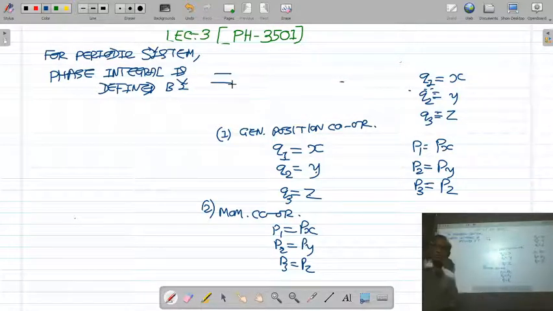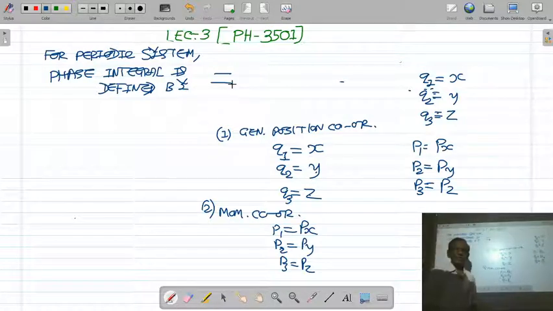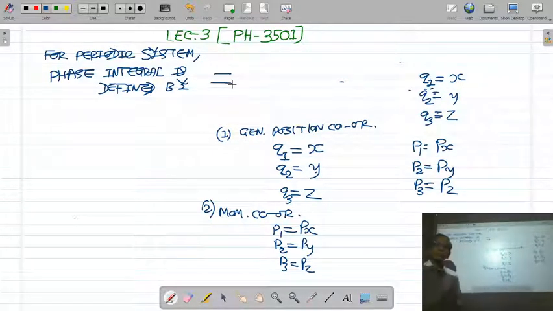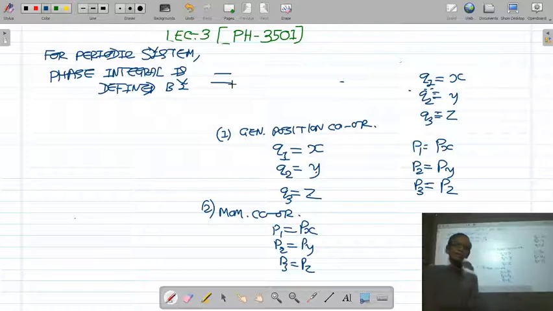What is a periodic system? The systems which repeat their motion at regular intervals of time are called periodic systems. For example, a simple harmonic oscillator repeats its motion at a regular interval of time, so it is a periodic system. You can consider the motion of an electron in a hydrogen atom also as a periodic system.